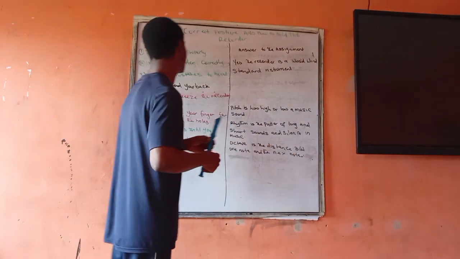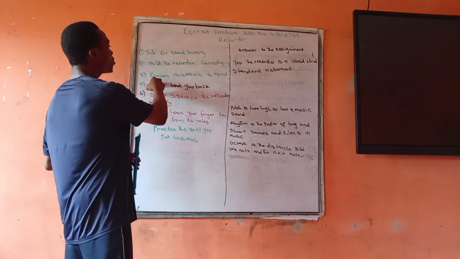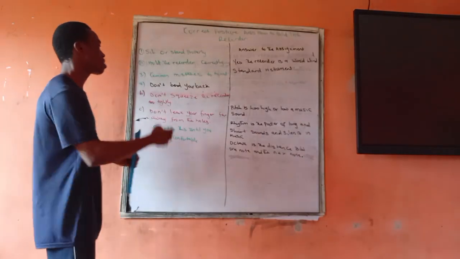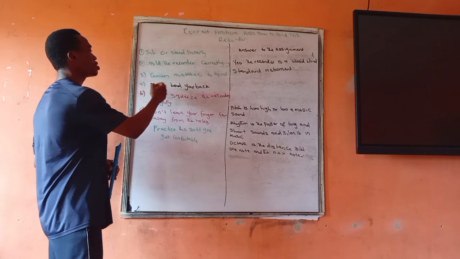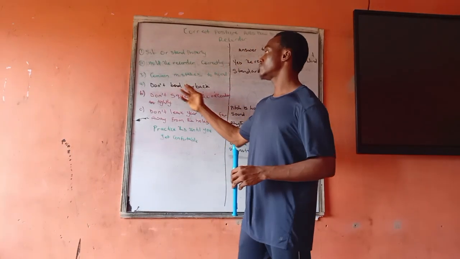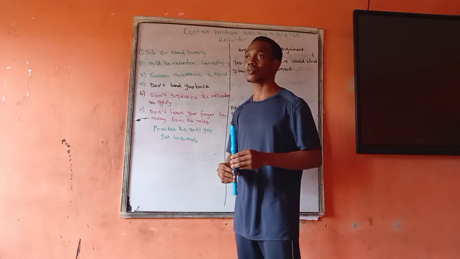Now the next point is common mistakes to avoid when holding the recorder. The common mistake, as I mentioned earlier, is don't bend your back. Don't bend your back. It's not proper for you to play the recorder.